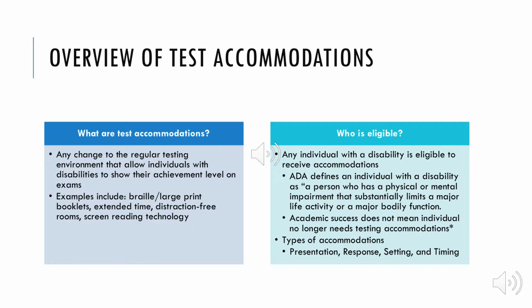Who is eligible to receive test accommodations is any individual with a disability. The ADA defines an individual with a disability as a person who has a physical or mental impairment that substantially limits a major life activity or a major bodily function. Academic success does not mean the individual no longer needs testing accommodations. Someone with a disability may achieve high levels of academic success, but they still may be significantly limited in major life activities such as writing, speaking, or reading. A few examples of types of accommodation include presentation, response, setting, and time.